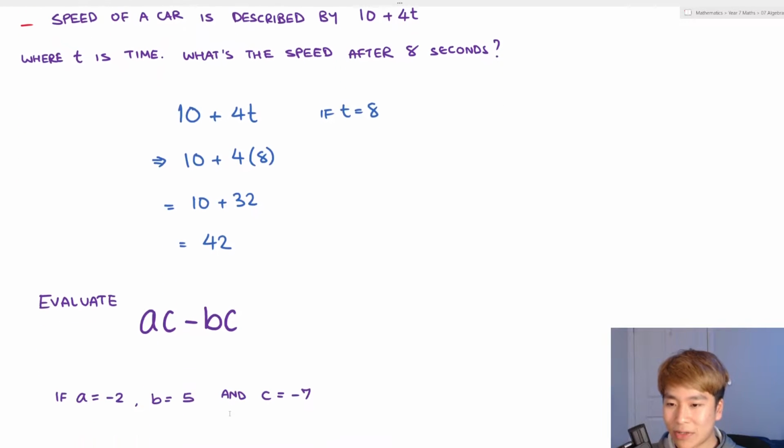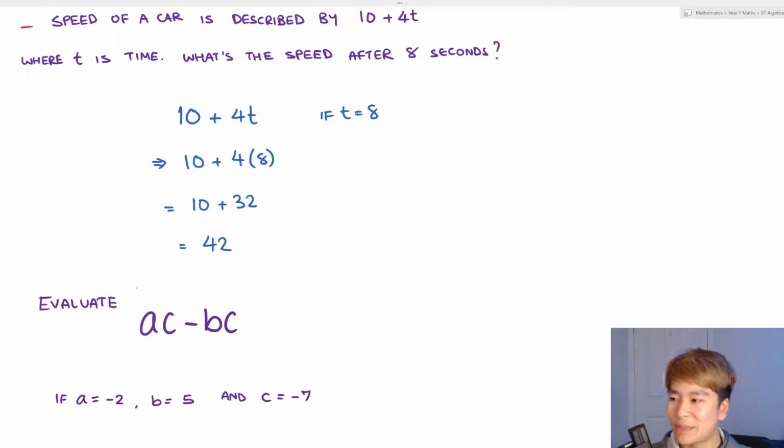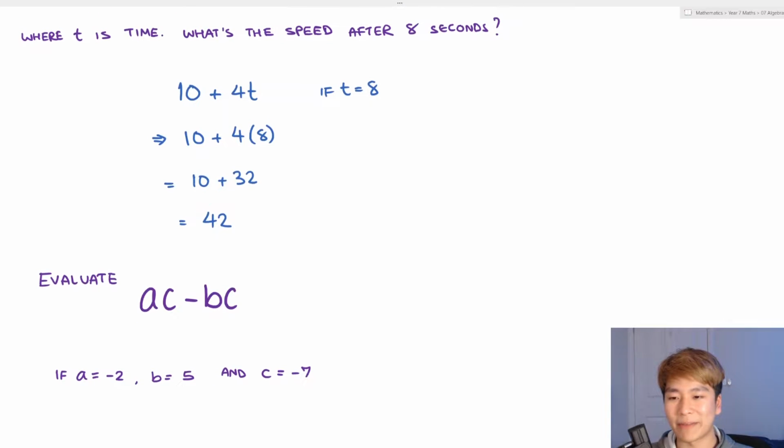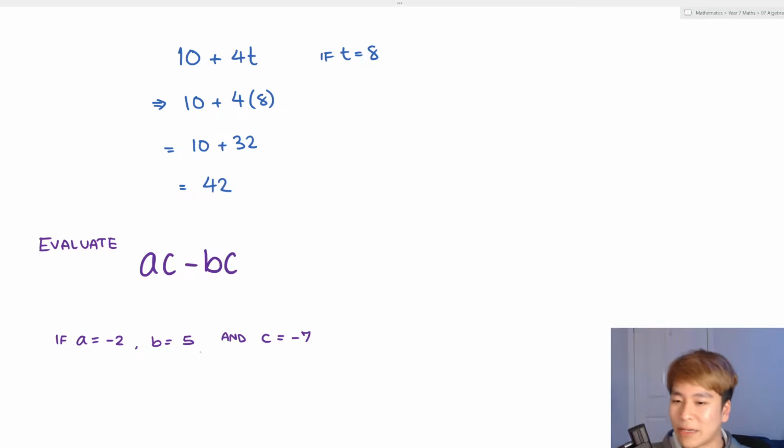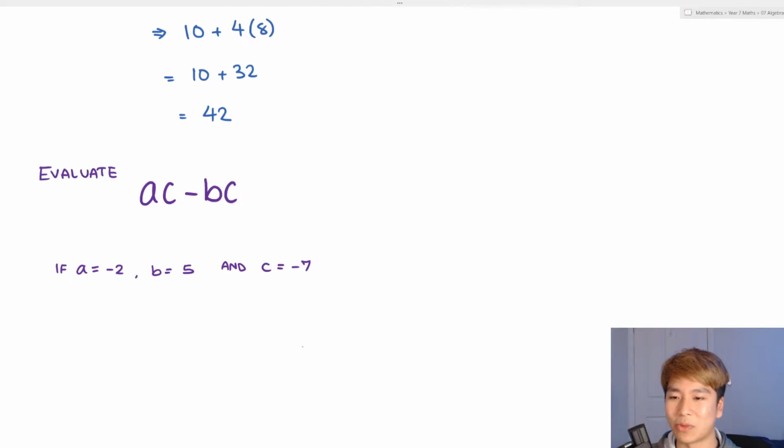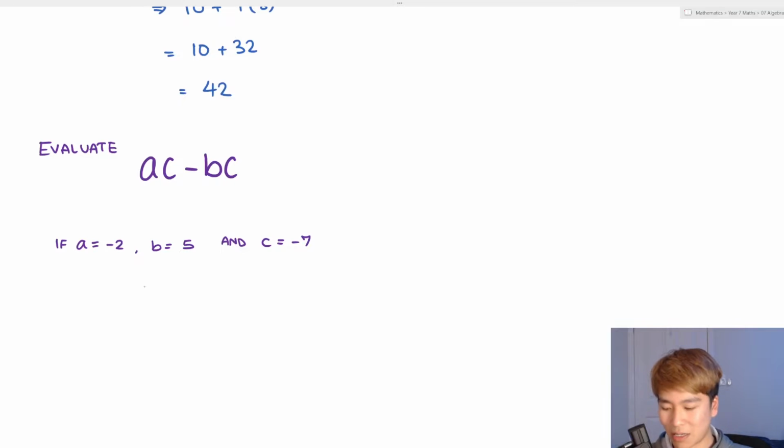Last example, let's have a look at this. Evaluate. Now, I've used it so many times. Evaluate just means to find the answer to. So in this case, AC minus BC, and I'm giving you the values of A is equal to -2, B equals 5, and C equals -7, and I'm just wanting to know what that expression equals. Well, just substitute or replace my letters with the numbers I'm given. So in this case, I have -2, that's my A, times C which is -7, minus B which is 5, times C which is again -7.